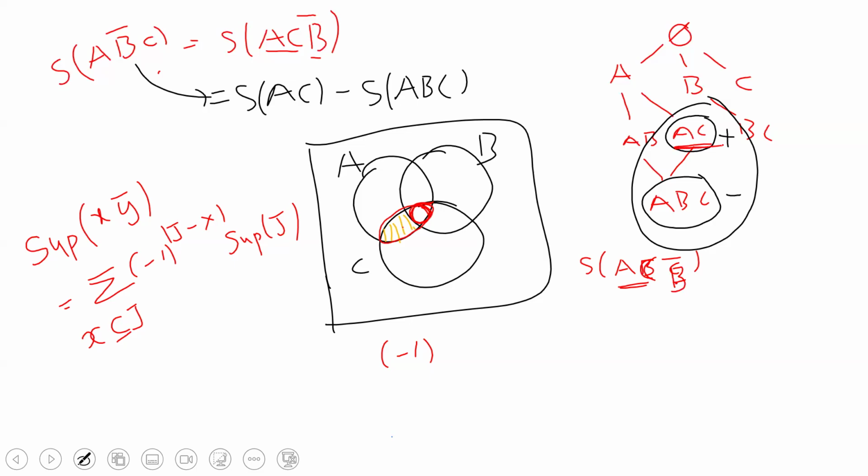Okay. And what is X? X is every subset that is coming up here. So for every J, AC and ABC will come under J. For every subset of J, take J and X. J here is AC, minus X is AC. So the difference is 0. So minus 1 to the power of 0 is 1. So that becomes support of AC plus minus 1.